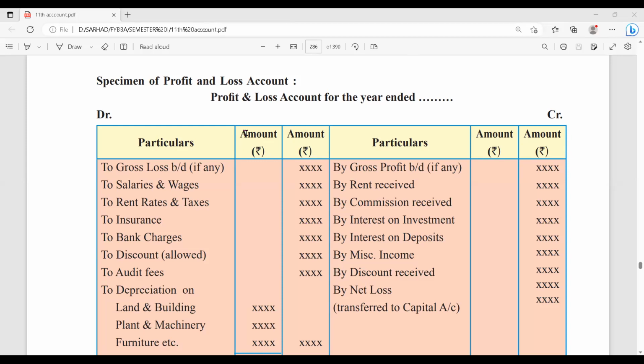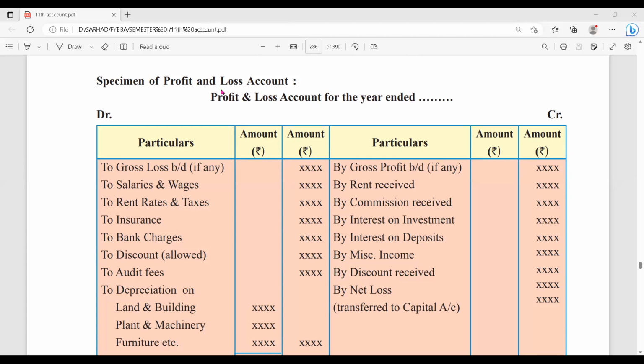Sometimes the trading and profit and loss account is prepared on one page only. For better presentation, you can prepare it separately on separate pages. Nothing is wrong; both formats are correct. So let's start: profit and loss account for the year ended. If you are preparing it separately, you have to give the name separately.